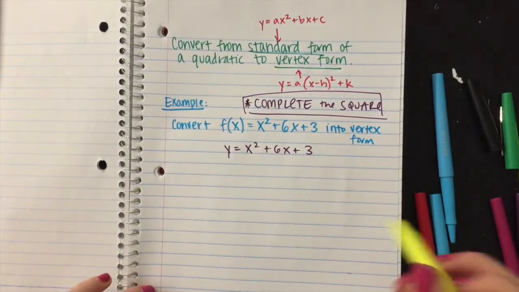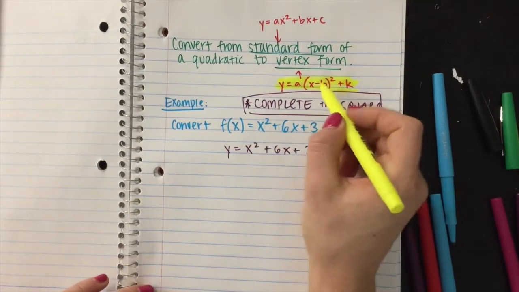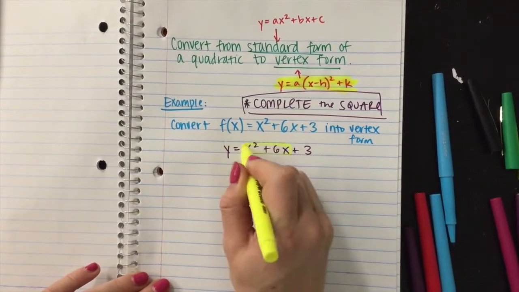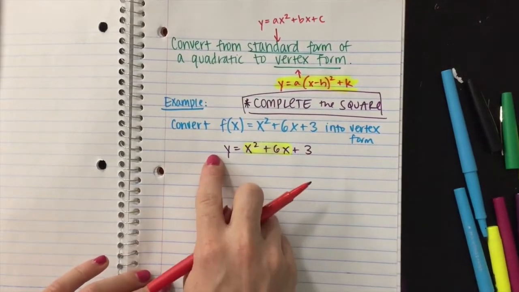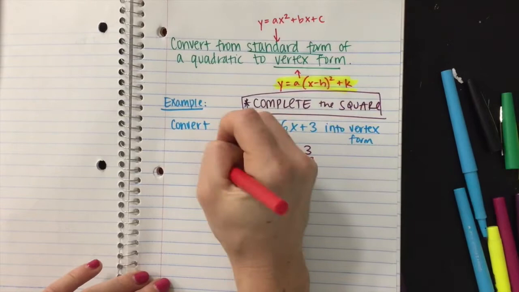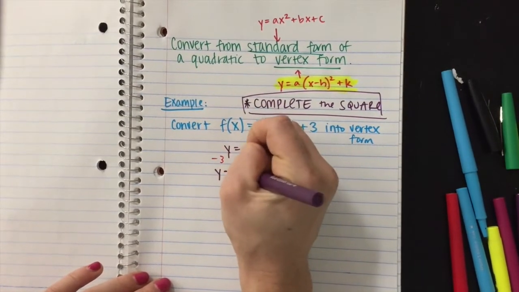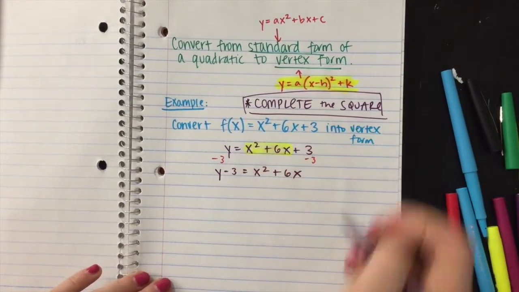Now, we want to get this into this form here. So we need to somehow have the square of a binomial. Well, that's going to come from this stuff. So I don't want the 3 in my way. I'm going to move it to the other side. So I'm going to subtract 3. So what I have is y take away 3 is equal to x squared plus 6x.